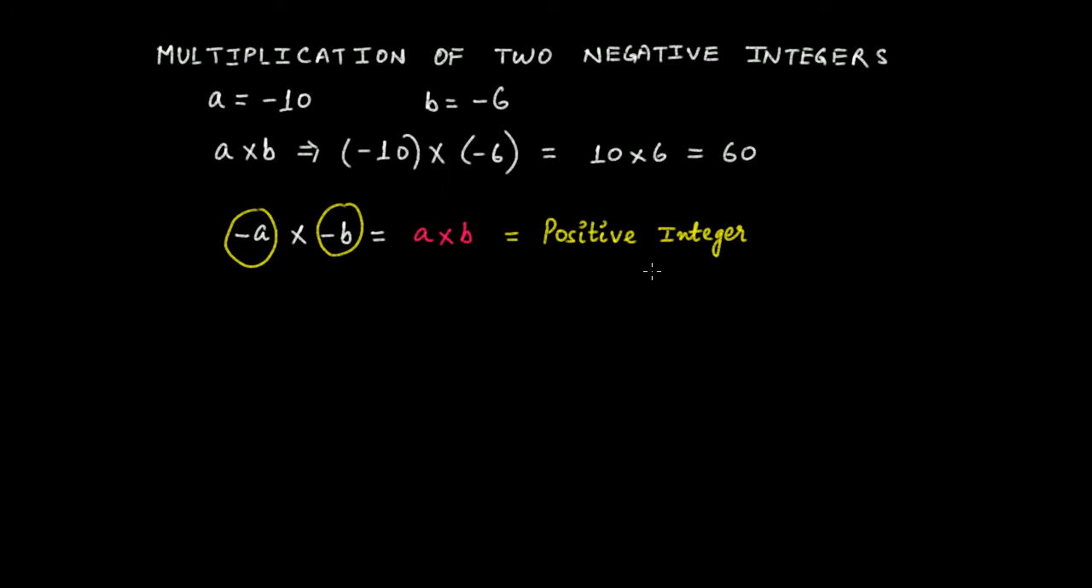So if you are multiplying two integers, of those two integers, if only one is negative, then the outcome will be a negative integer. But if you are multiplying two negative integers, then the outcome will be a positive integer.